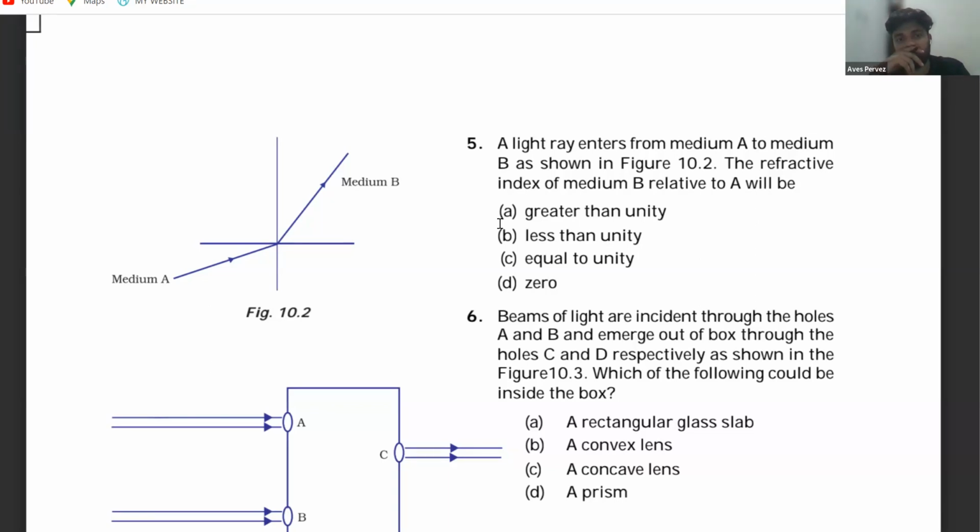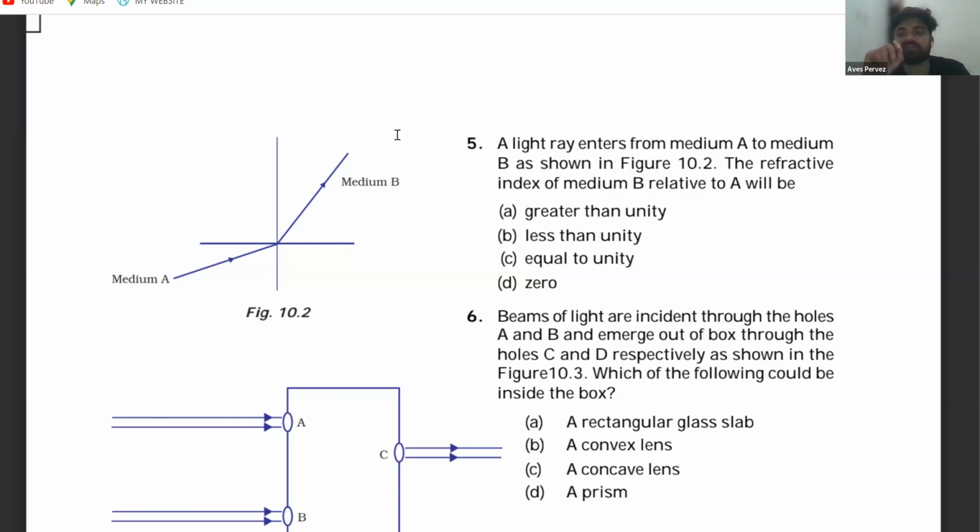It should be greater than unity. Why? Because when you measure the angle from this one, you see this is angle I and this one is angle R. So you see I is more than R. If I is more than R, then it will be greater than unity.